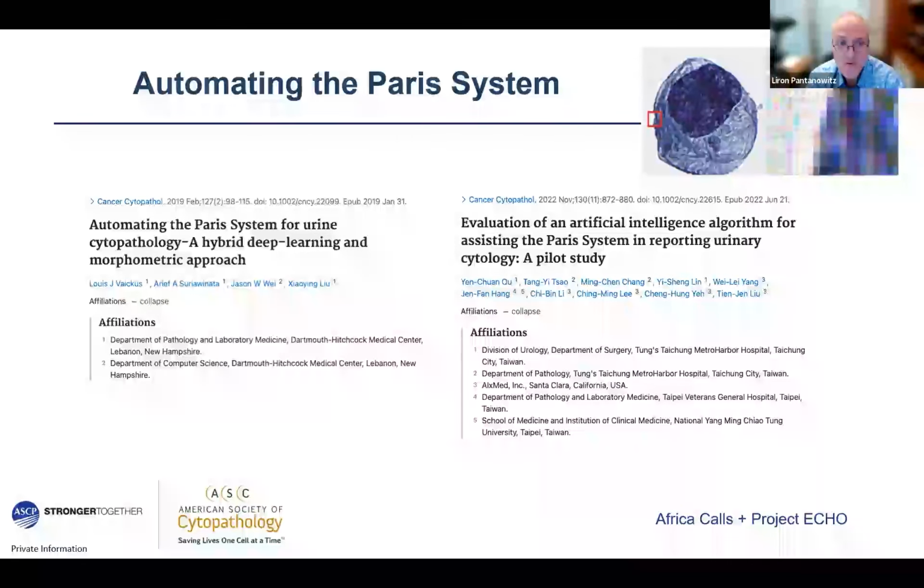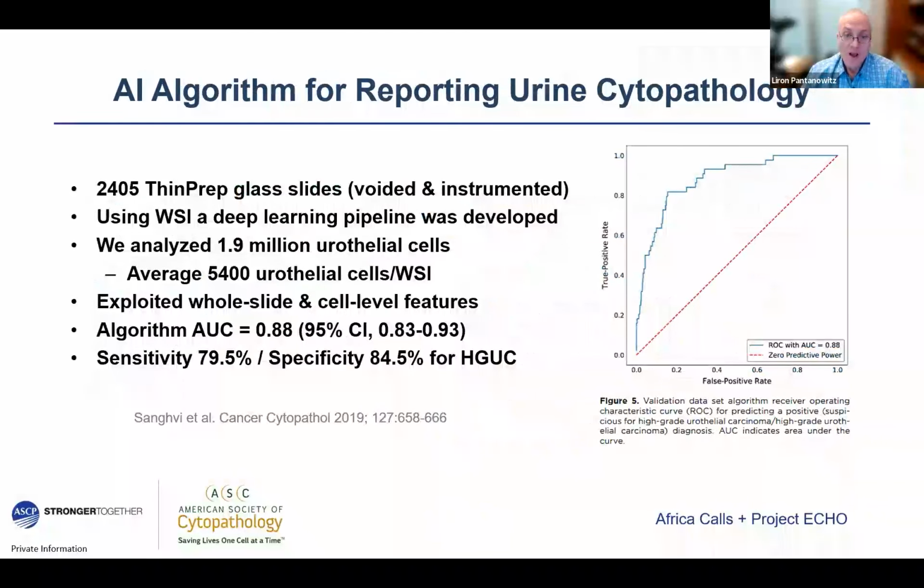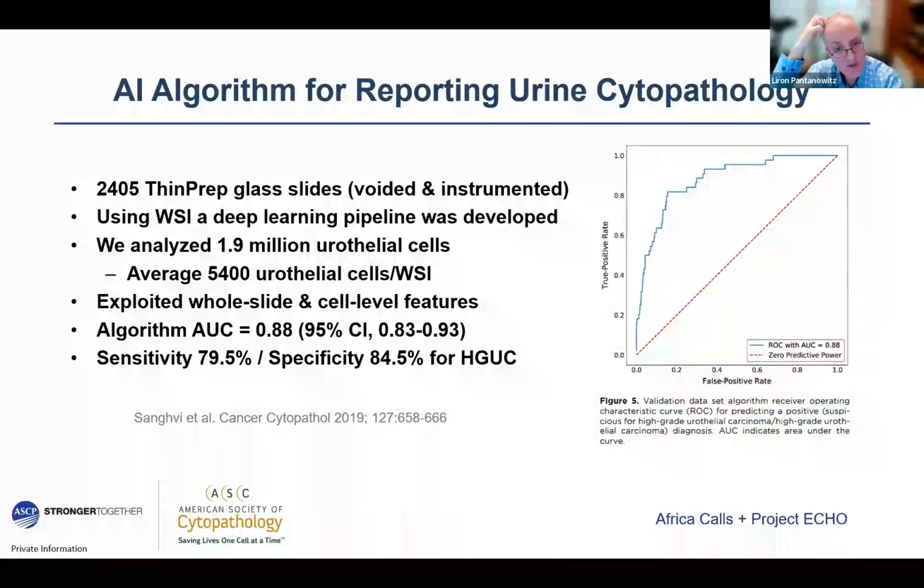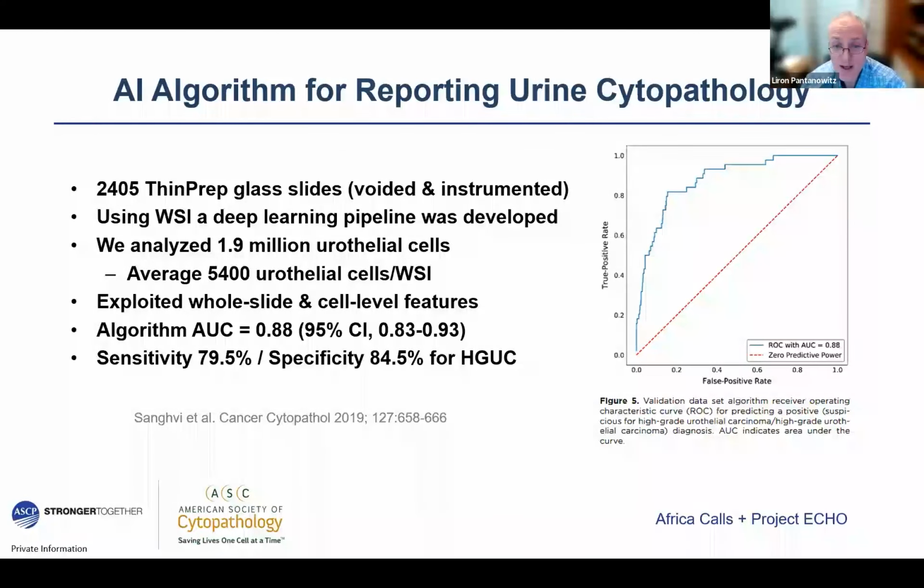Here are 2 examples where people have been able to use AI to automate the Paris System. And both of these papers report excellent results. I was involved in a project where we did the same thing, which we published back in 2019. So we built an AI algorithm, again, to report urine cytology. We took 2,400 ThinPrep slides from both voided and instrumented samples, and we created this deep learning algorithm based on the whole slide images. And we used almost 2 million urothelial cells to train the algorithm.